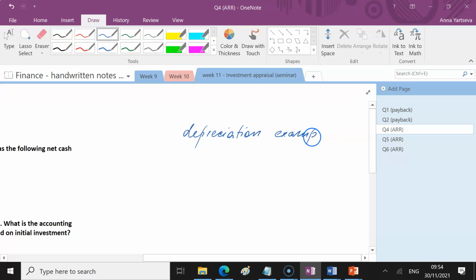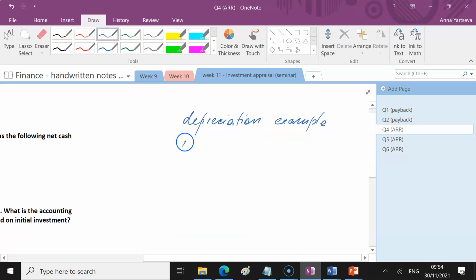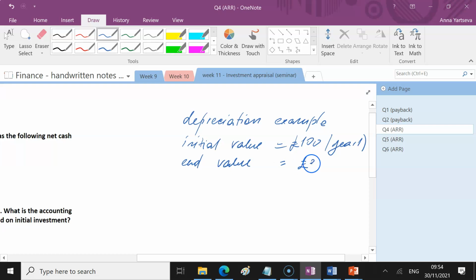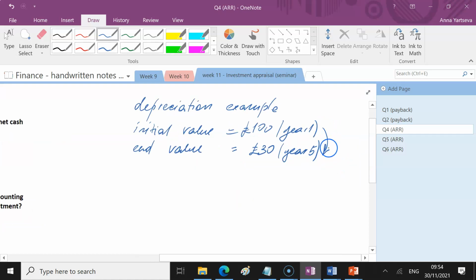Let's imagine that you purchase an asset whose initial starting value is £100 for simplicity, in year one, when you've purchased it. You use this particular asset for, let's say, 5 years, and the end value is going to be, let's say, £30. It's a scrap value after 5 years. So what is the reduction in value? The drop in value is £70. This is what you've lost during 5 years.